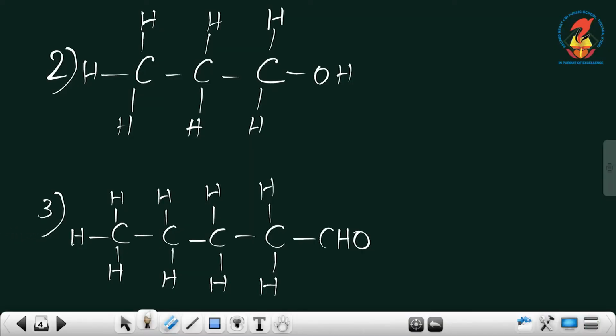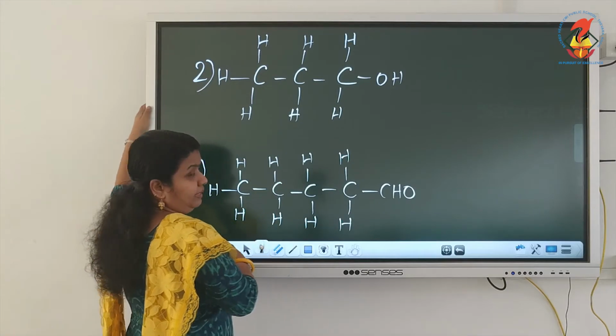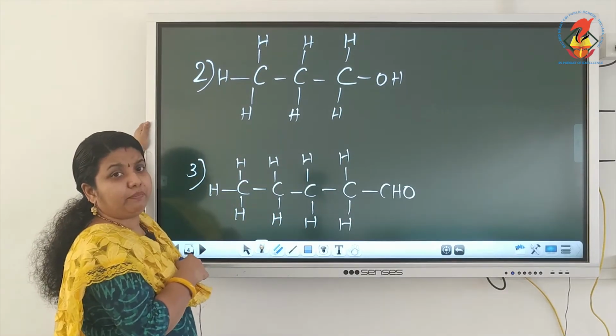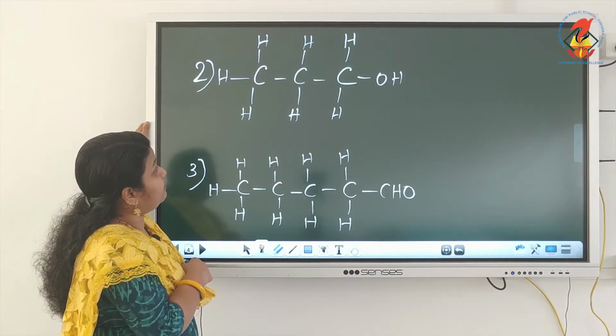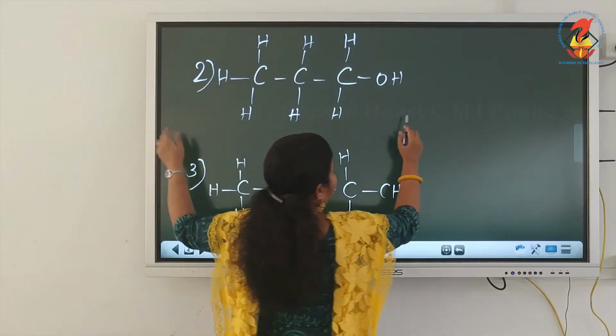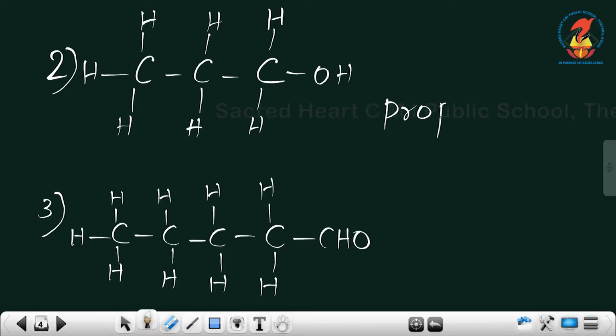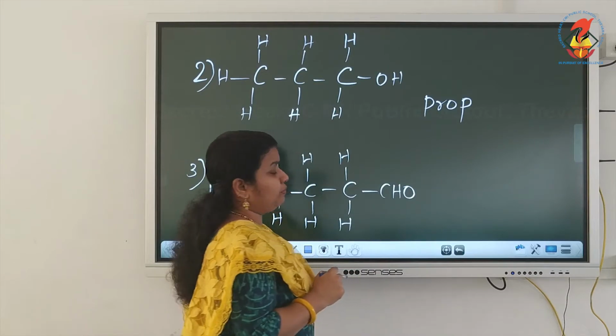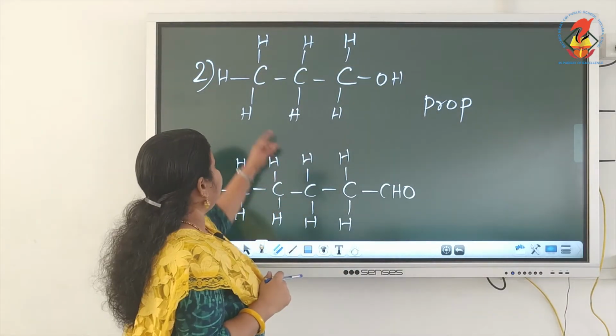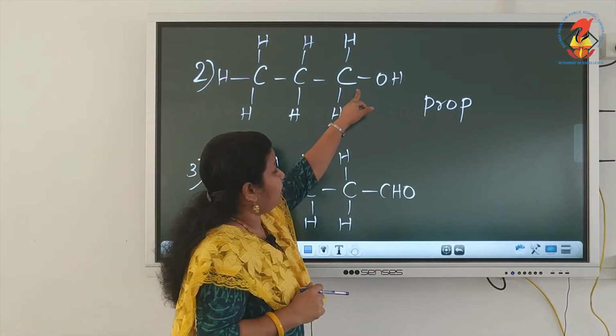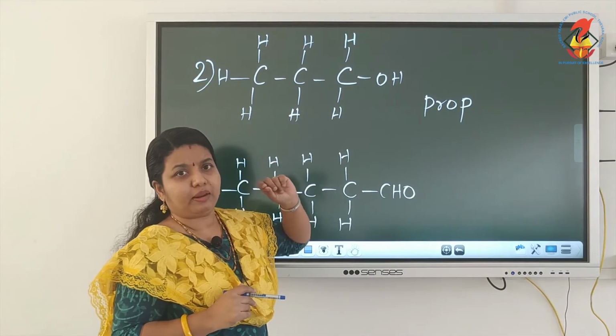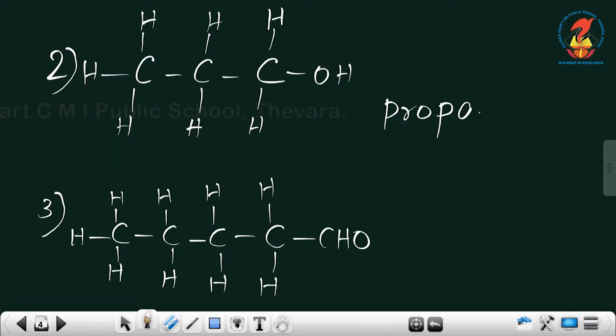Look at the second compound. Write the structure of the second compound. First, count the number of carbon atoms. First step is to count the number of carbon atoms. How many carbon atoms are there? 3. So, what is the word root? Prop. For 3 carbons, the word root is prop. Now, look at the nature of the bond between carbons. Between carbons, all the bonds are single bonds. So, you write it as propane.